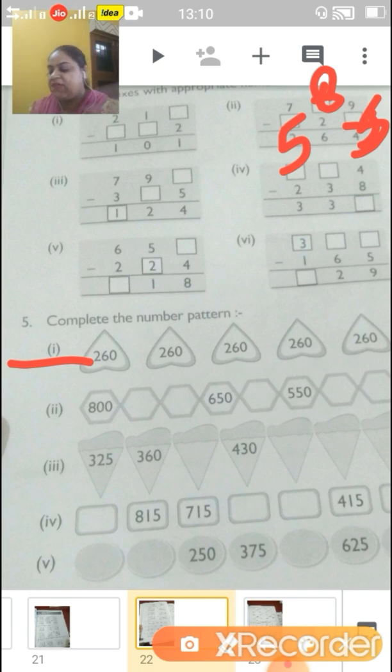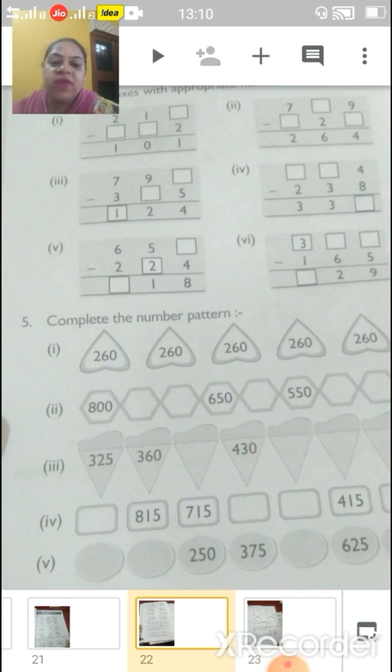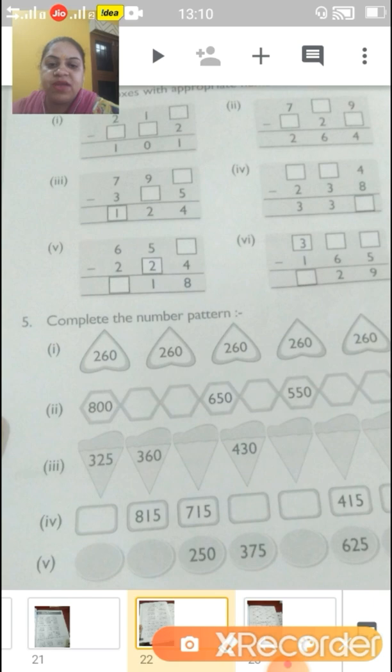Now here it is different, like they are doing 800 and it is coming 650 and it is coming 550. So if we can see here, what will come? Here will come 750, 100 they are minus. Okay, means what they are doing? They are subtracting 50-50.